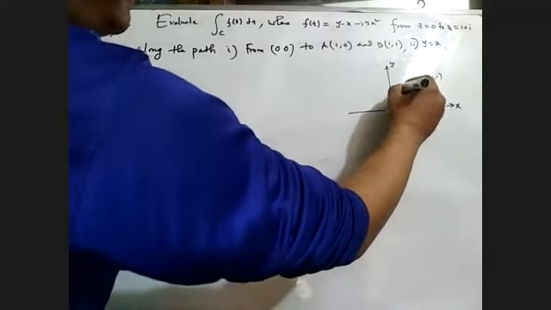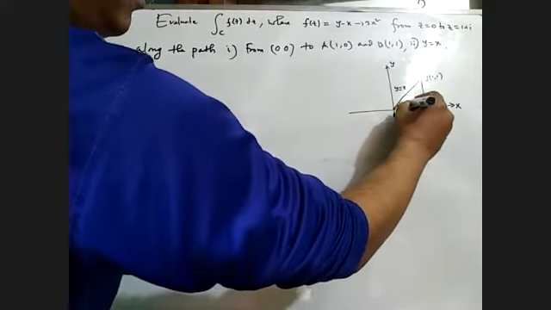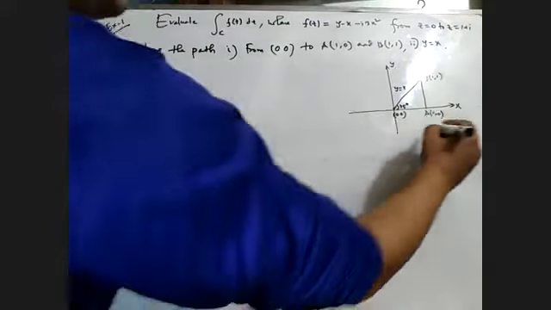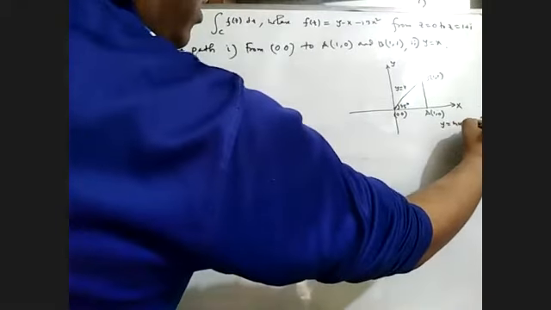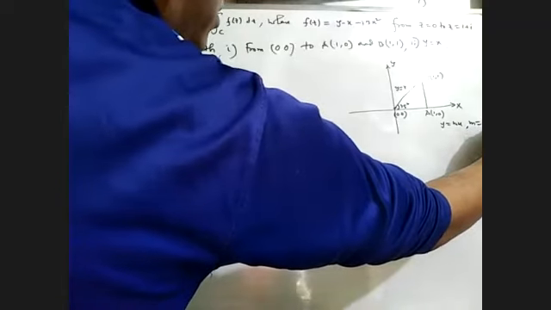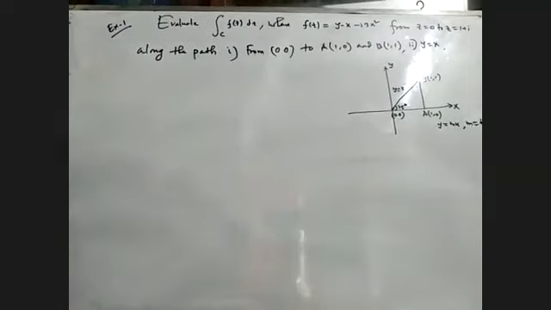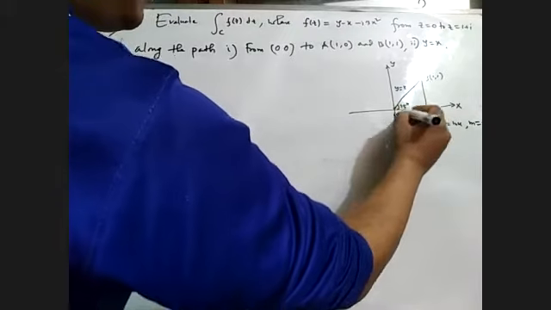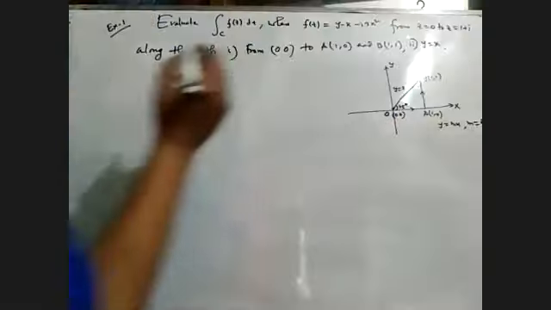So this curve will be y equals x, since the slope m equals tan theta for y equals mx. Here m equals tan 45 degrees, which equals 1. This is why y equals x. Now, first of all, we have to take the path along the x-axis, and then along the path AB.